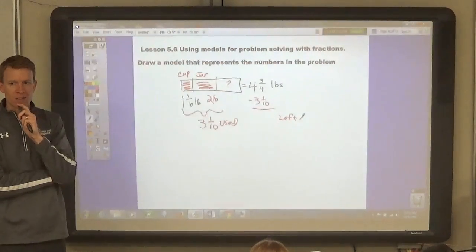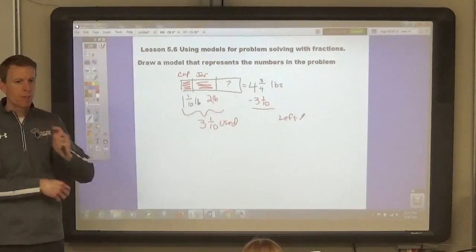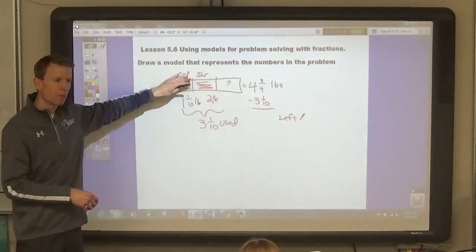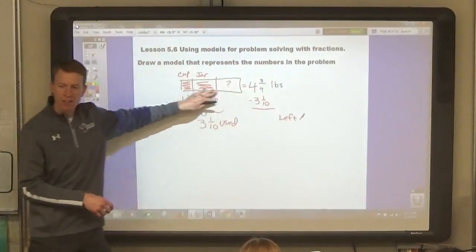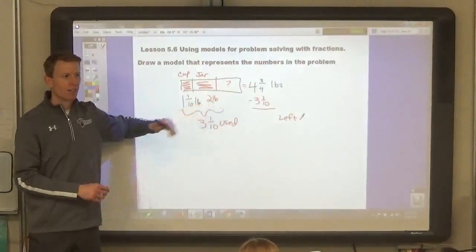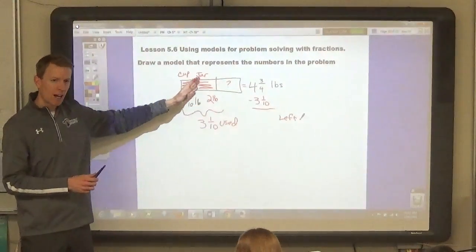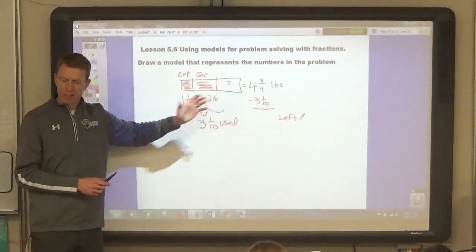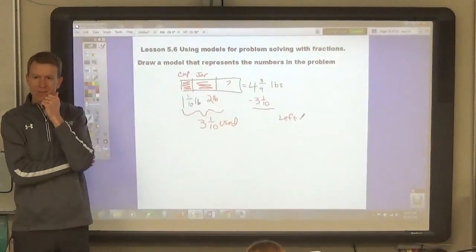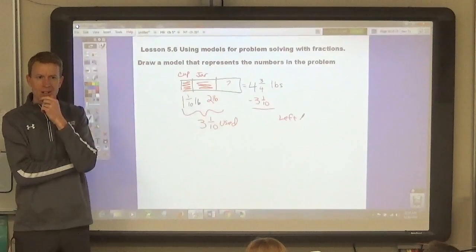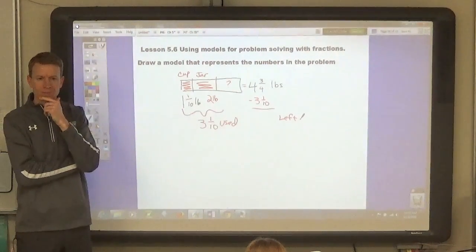Any ideas? I think we're going to have to take a quiz on this one tomorrow. This will be part of the quiz, to be able to draw this out, okay? So make sure that you understand how to draw this out. All right? Are there any questions?